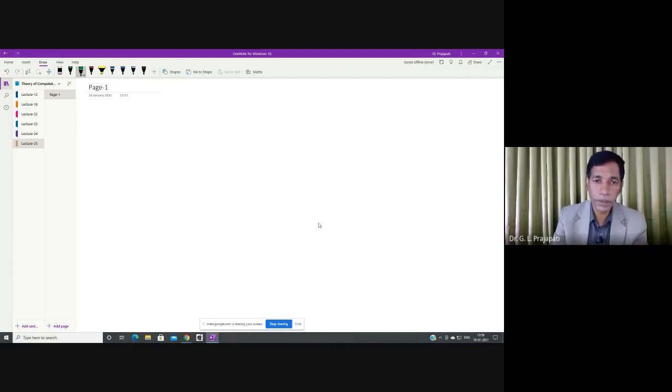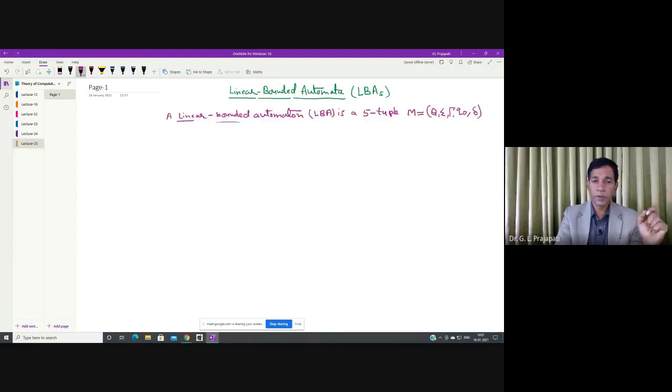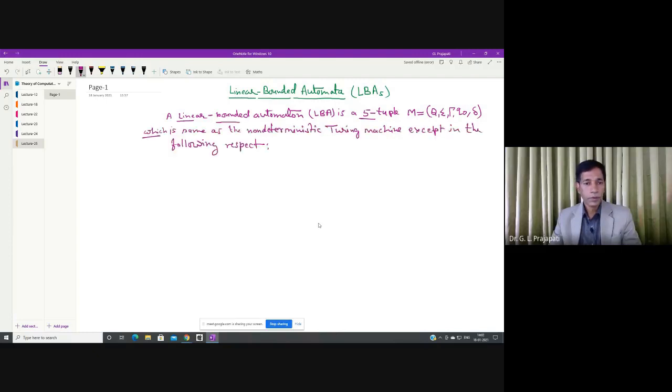Now we discuss linear bounded automata, which we denote by writing LBA, and since this is automata, we can say LBAs. What is an LBA actually? An LBA, a linear bounded automaton, which we denote in writing as LBA, is a 5-tuple M = (Q, Sigma, Tau, q0, delta), which is the same as the non-deterministic Turing machine except in the following respect.